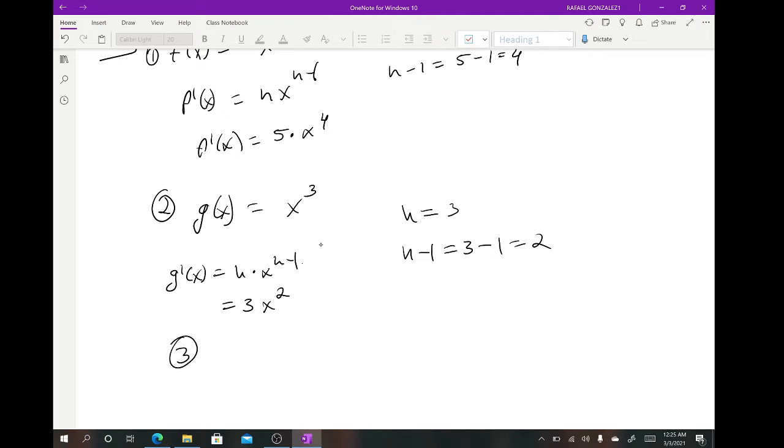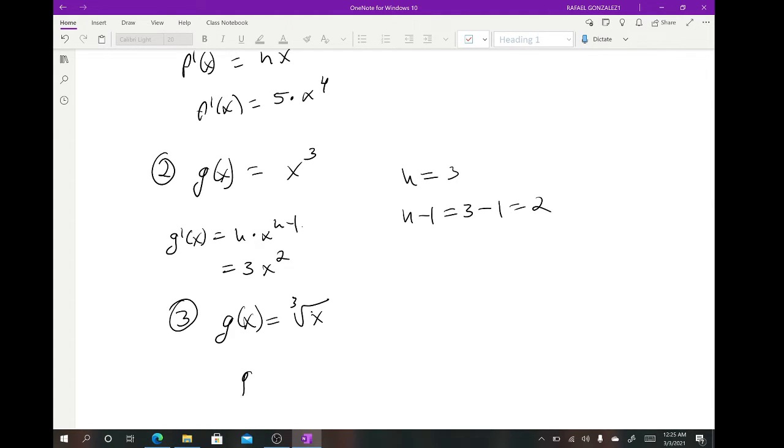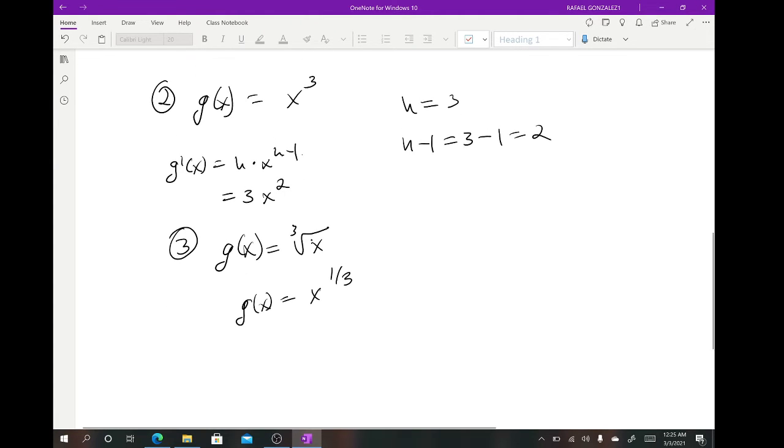Let's do another one. Let's say you were given g of x is equal to the cube root of x. Well, for this particular problem, I always say, you might want to rewrite it so you can see it clearer. The cube root of x is the same thing as x to the power 1 over 3. Okay? So now here we can see that n is 1/3. That's the exponent. And again, my apologies, my n's and h's look alike.